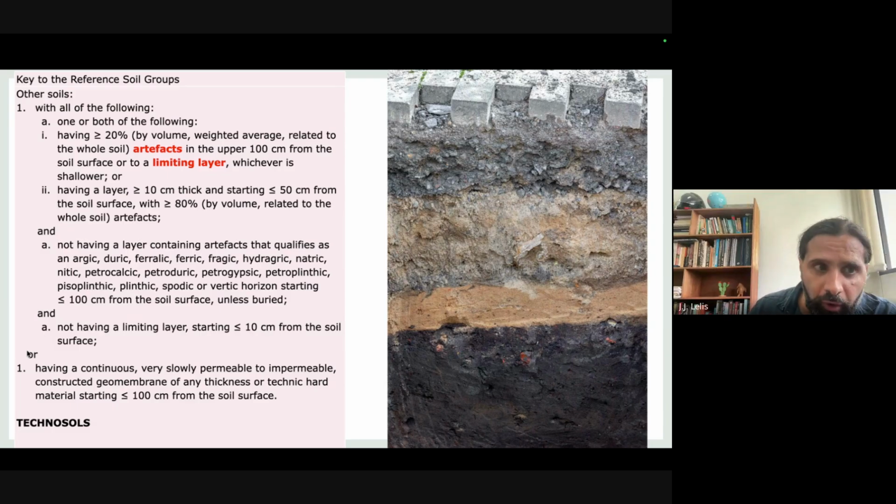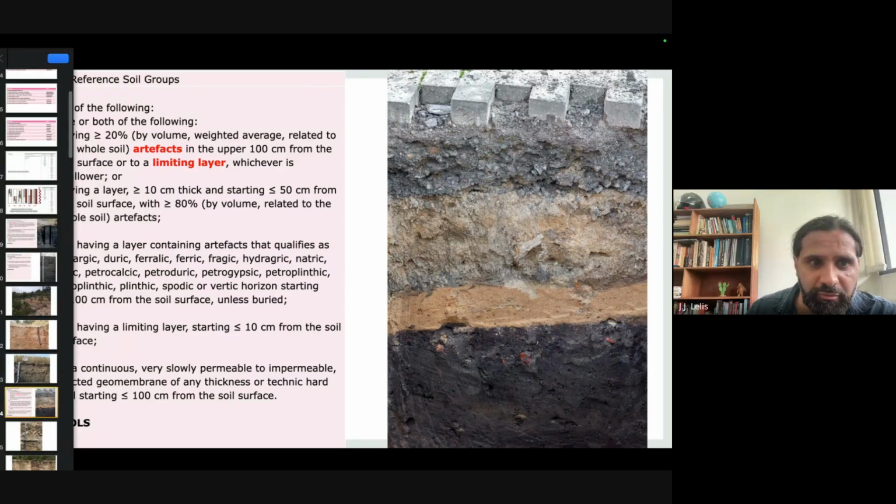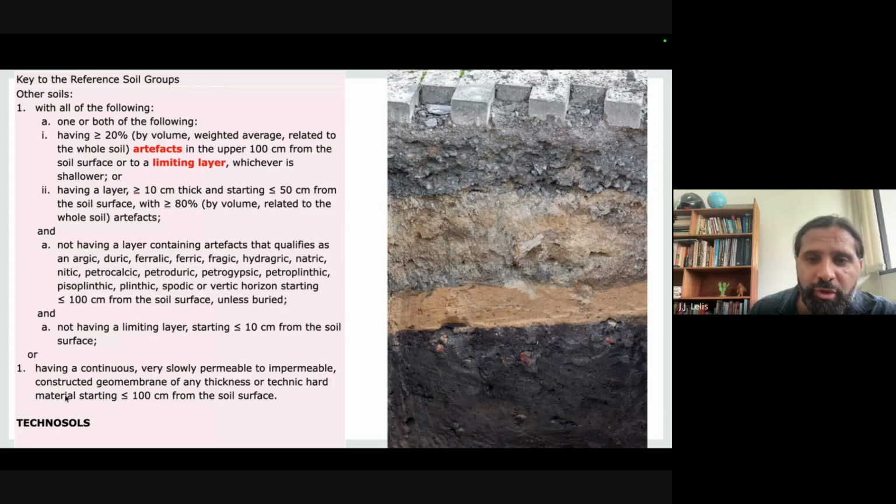Or, and this should be number two, I'm sorry, having a continuous, very slowly permeable to impermeable layer constructed by humans with, for example, geomembrane of any thickness or technic hard material in the first 100 centimeters below the soil surface. So if I register number one or number two, I will call that specific soil a technosol. Soils deeply affected by humans.